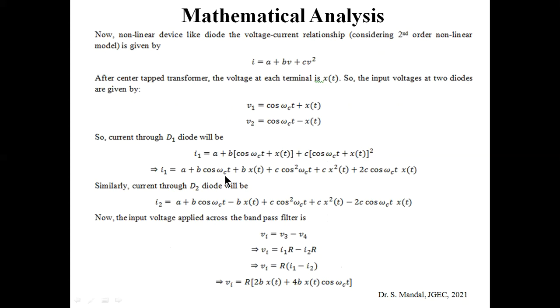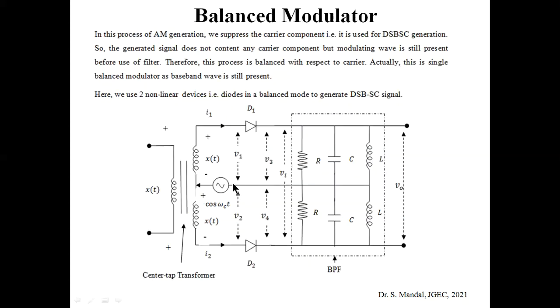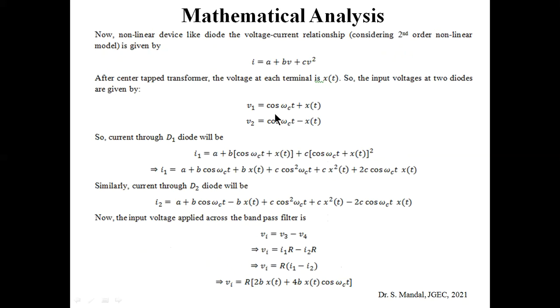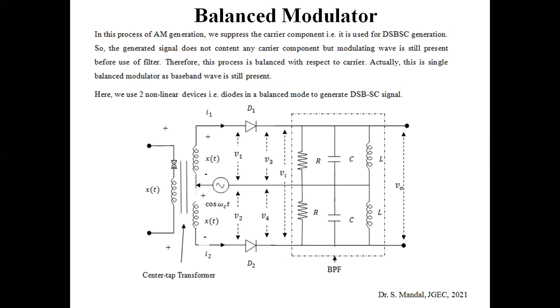However, from the corresponding polarity of x(t) and cos ωc t, you can write that v1 = x(t) + cos ωc t, and v2 = cos ωc t − x(t). So we can write v1 = cos ωc t + x(t), and v2 = cos ωc t − x(t). Now we are calculating the current through each diode.